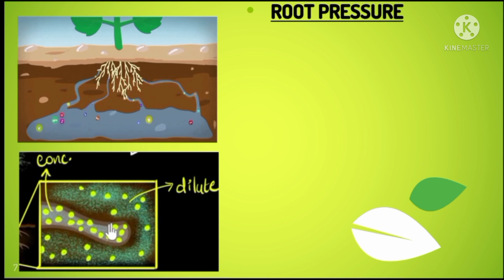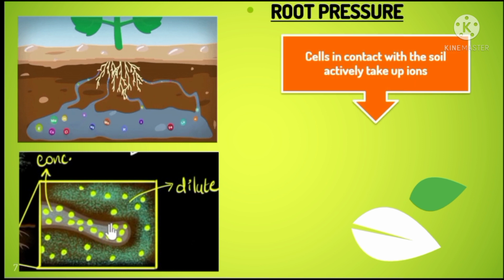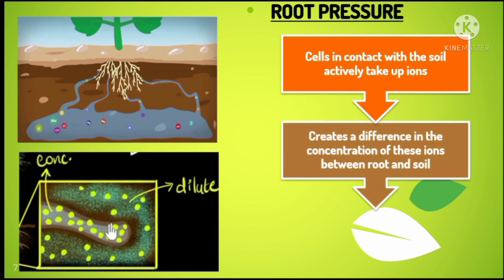Let us see how it works. We know that roots get water from the soil. Yes, the cells in contact with the soil actively take up ions. Actively, in the sense, I mean that this process requires some energy and is not a passive process. And then, this creates a difference in the concentration of the ions between the root and the soil.